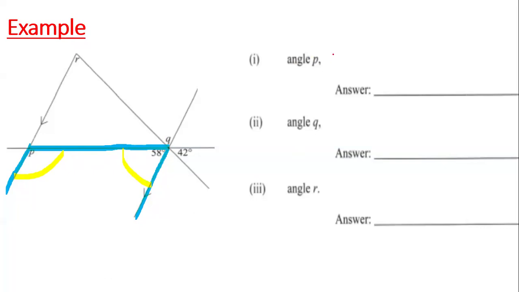So P is equal to, I'll write this down, 180 minus 58. I'm sure you already calculated, so what did y'all get? 122. So P is equal to 122, and let me show my working. I have 180 degrees minus 58.